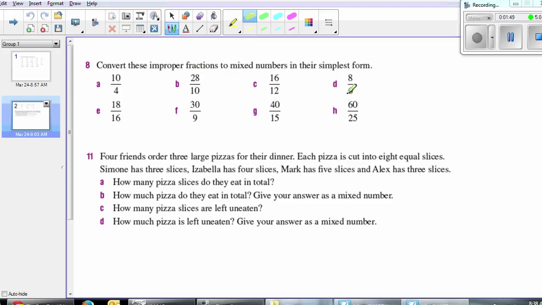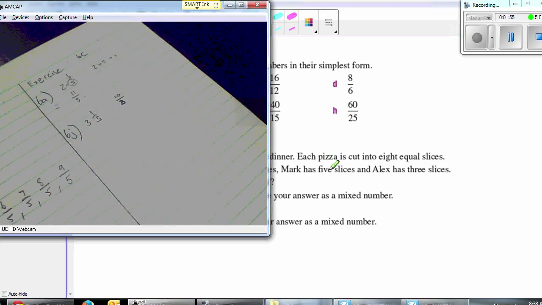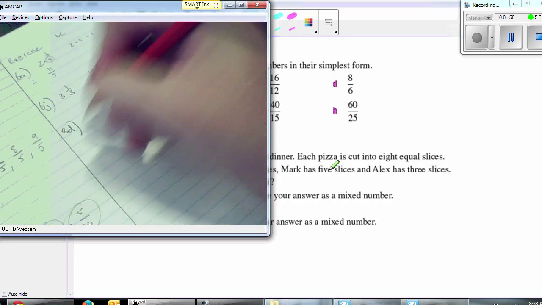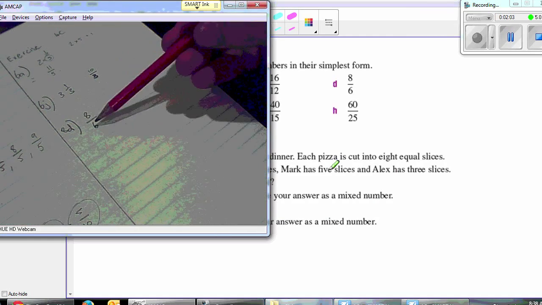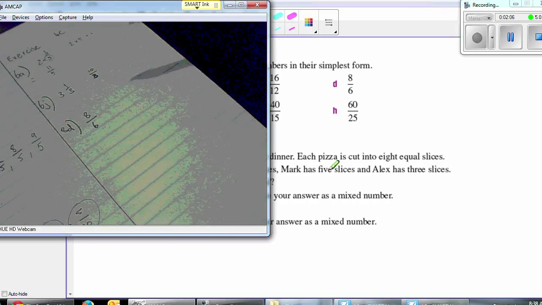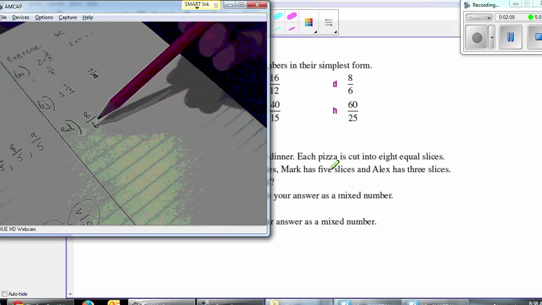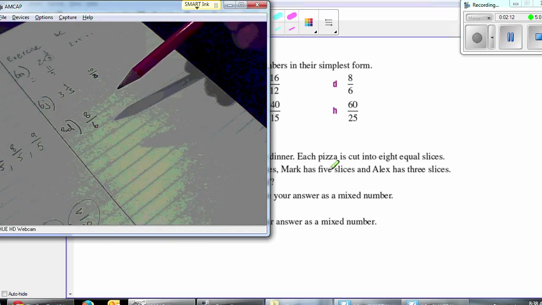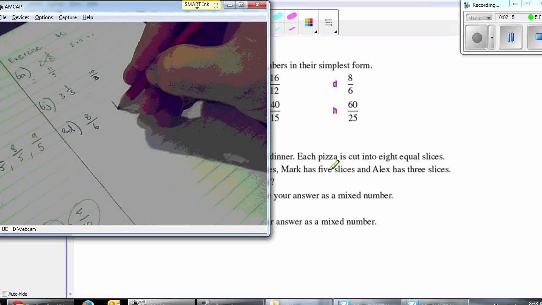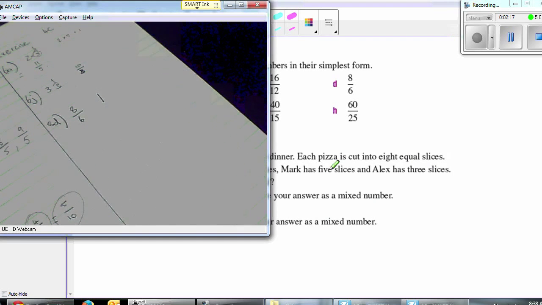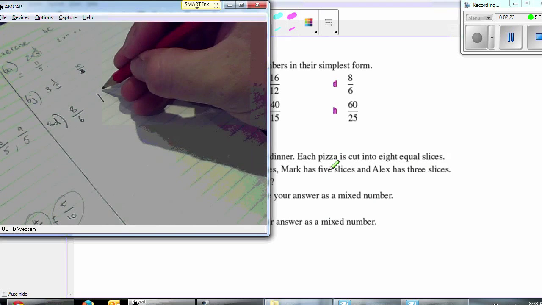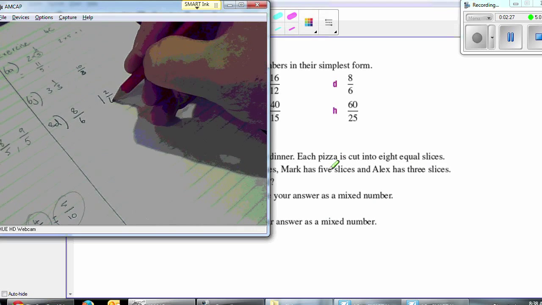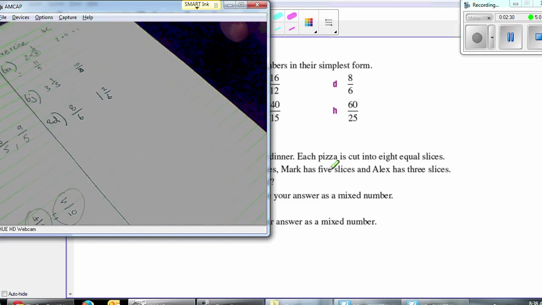Convert these improper fractions to mixed numbers in their simplest form. Well, now we just do the reverse. Okay, so let's have a look at D there, 8D. 8/6. Now, all we do is we find out how many denominators can go into our numerator. At the moment, we can see that, okay, I can take 6 away from 8 once. All right, so that means I have one whole number. And then you say, okay, well, how many numerators would be left? All right, well, in this instance, if I take 6 away from 8, I'm left with 2. All right, my denominator does not change.